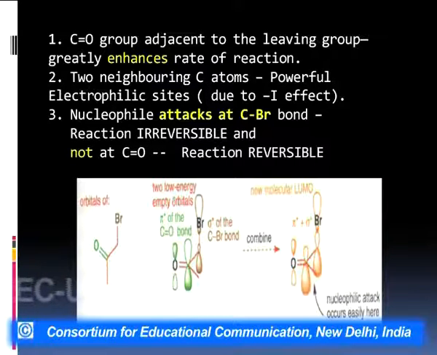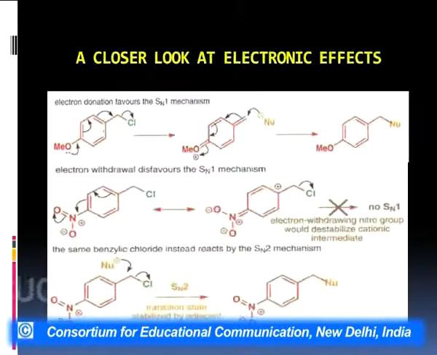So that means the nucleophile can now attack at either of these positions. But if the reaction takes place at the C double bond O, at the carbonyl carbon, then this reaction is reversible. So the reaction takes place preferably at the carbon which is attached to Br, resulting in a nucleophilic substitution reaction, and what we get here is a nucleophilic substituted product and not addition across the carbonyl group.